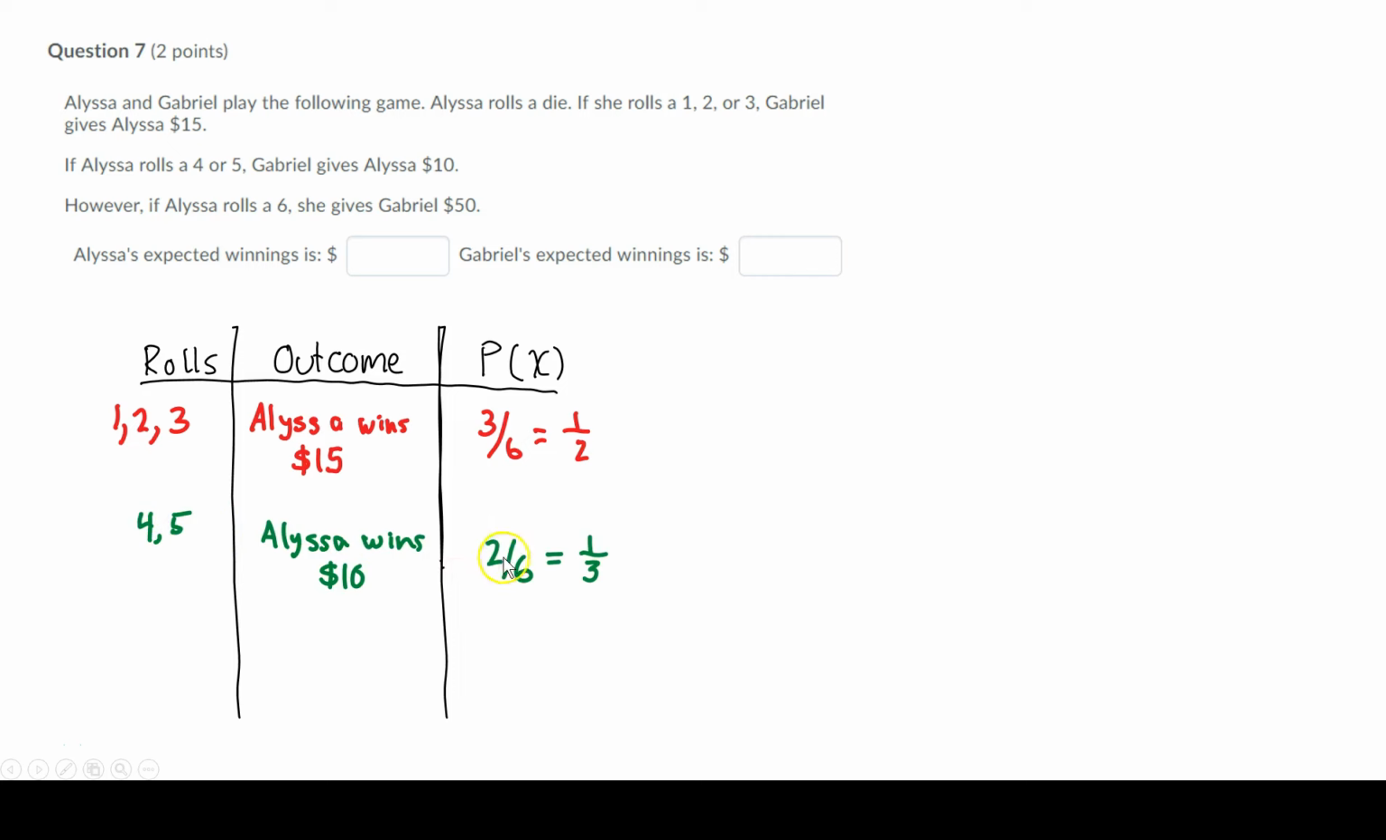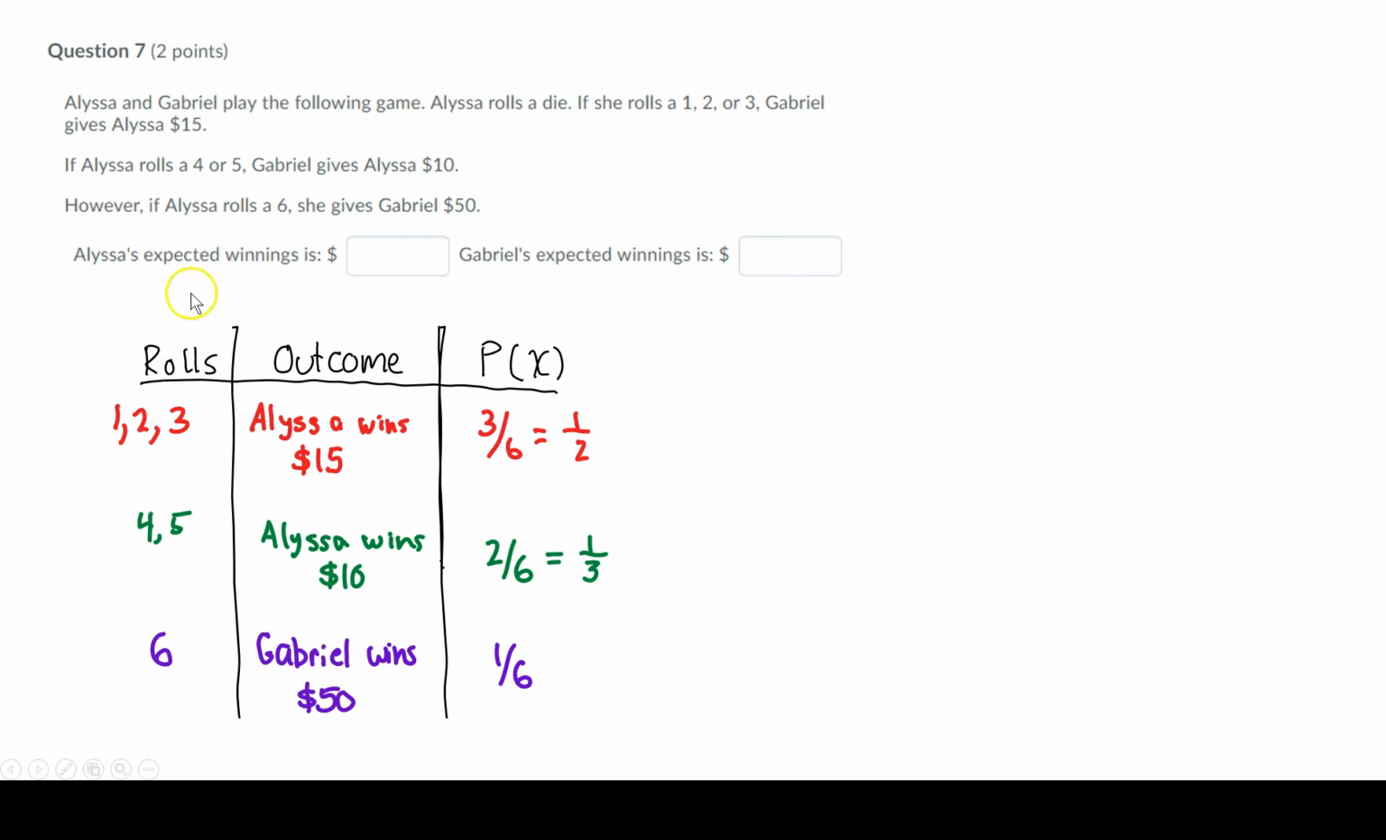Rolling a 4 or a 5, that's 2 out of 6. That's a 1/3 probability, and that's when she gains $10. And of course, if a 6 is rolled, Gabriel wins 50. That's a 1 out of 6 chance. Now, even though he may have an overall low probability, if this value is high enough, he can still end up being the one that's on top most of the time, provided the game is played more than once. If it's played only once, chances are she's probably going to get something out of it because she has more chances of winning than he does.